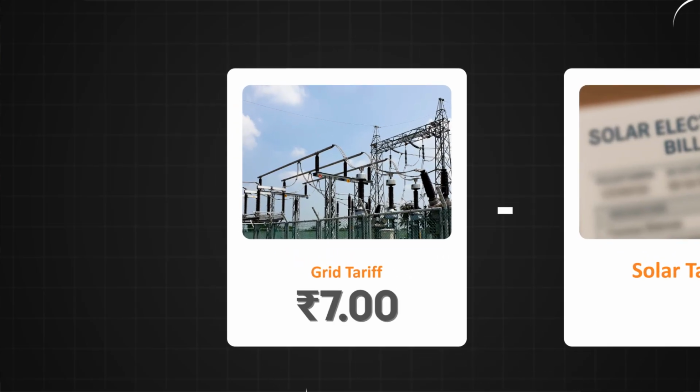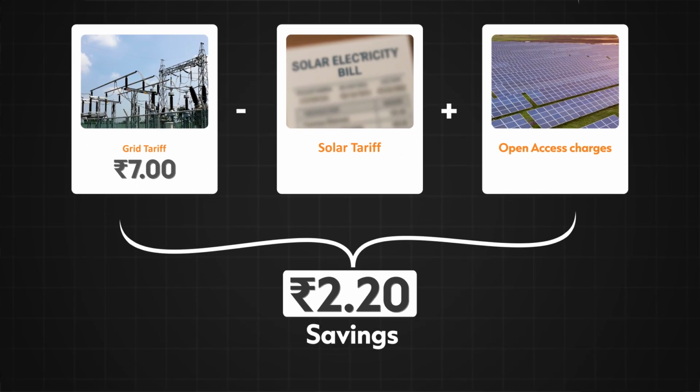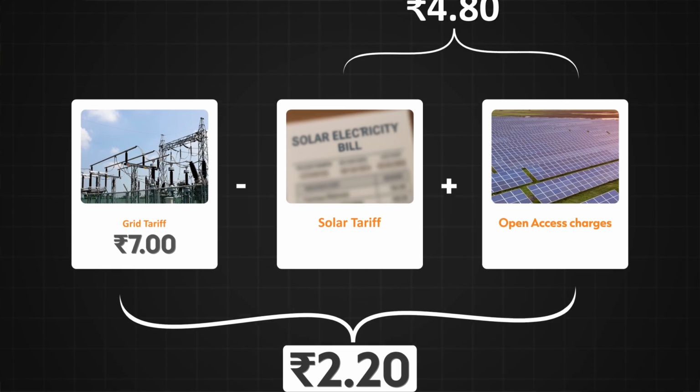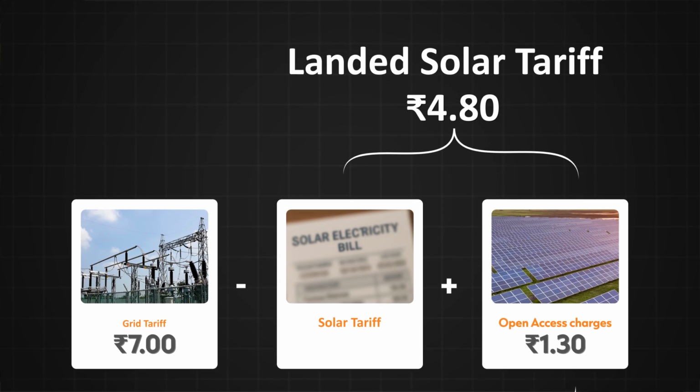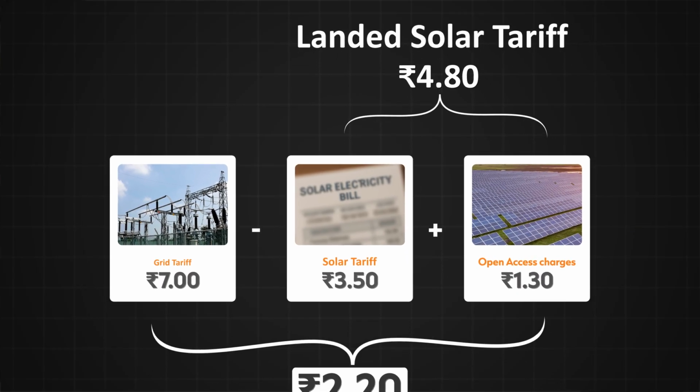However, in discount to grid tariff model, your savings is fixed. In the same example, the 7 rupees is the grid tariff, and the savings that you have negotiated is 2.2 rupees against the grid tariff. So the landed tariff is 4.8. Let's say the open access charges are still 1.3. The solar tariff comes out to be 3 rupees 50 paisa.